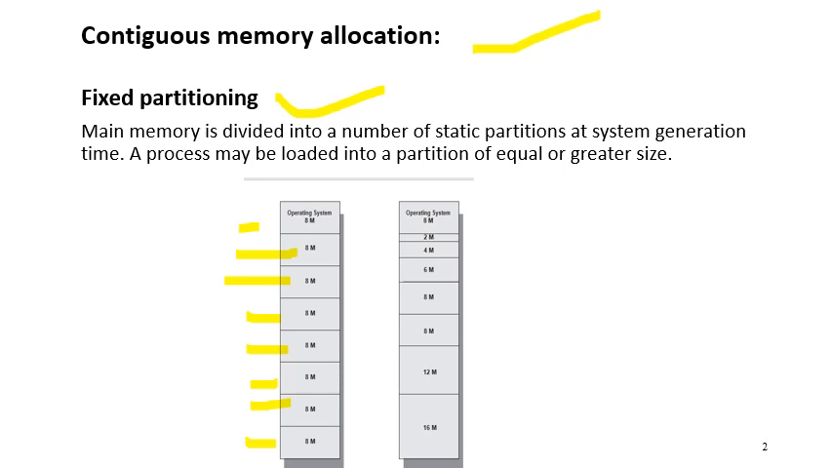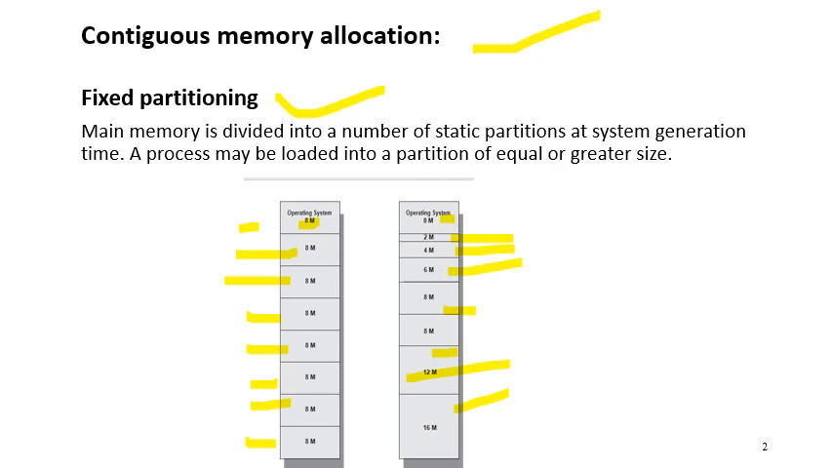Here the partition starts with 8, and it can store equal or greater sizes. If you see here, it goes 2, 4, 6, 8, 8, 12 and 16, so it can be equal or larger in size. The maximum number of active processes will always be fixed. The simplest partition method is dividing the memory into several fixed-size partitions, which is called fixed partition. Each partition may contain exactly one process.